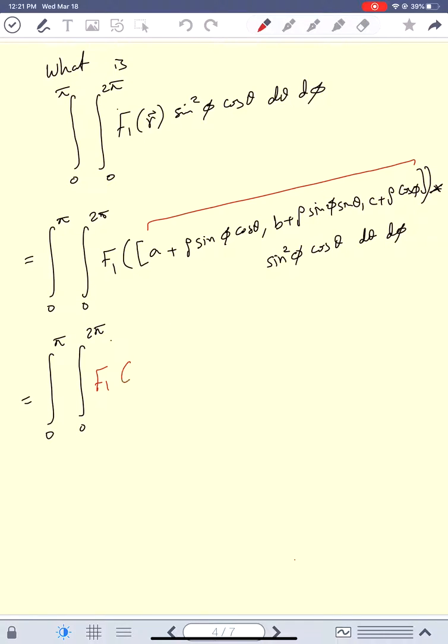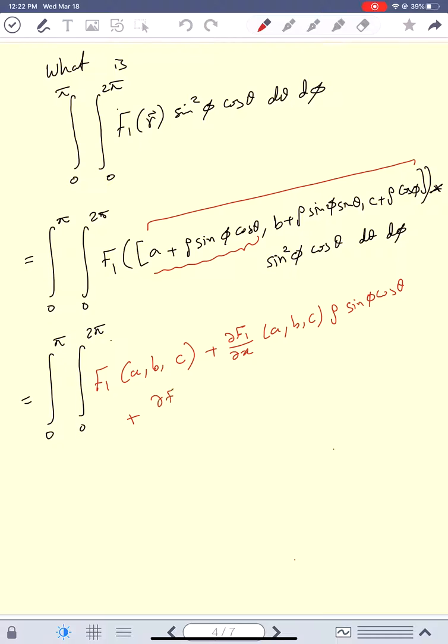We take f1 at a, b, c, plus we take the derivative of f1, we differentiate it with respect to x at a, b, c, but we multiply it with what? With the difference between the x coordinate in the new point and the x coordinate of the original point, that's a. So we get rho sine phi cosine theta.